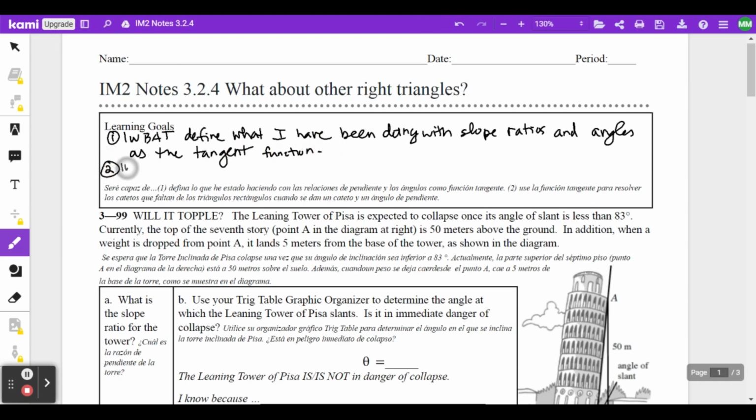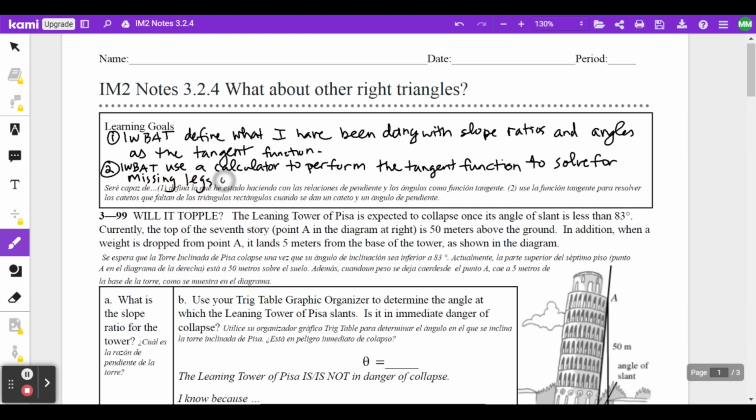And two, I will be able to use a calculator to perform the tangent function to solve for missing legs of right triangles when one leg and the slope are both given. Let's get right to it.